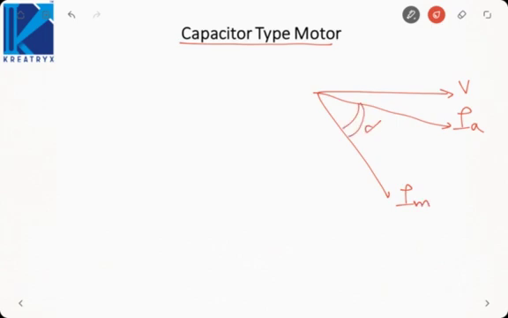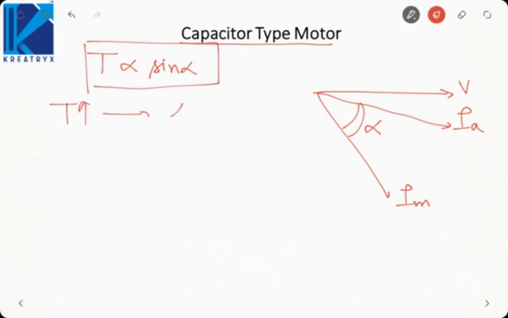Suppose there is an angle alpha between them. Now the torque produced by the machine is proportional to sine of angle between the two currents. Torque is proportional to sine alpha. So to increase torque, we must increase alpha, and for maximum torque, alpha should be 90 degree. That means auxiliary winding current should be like this, at 90 degree to the main winding current.